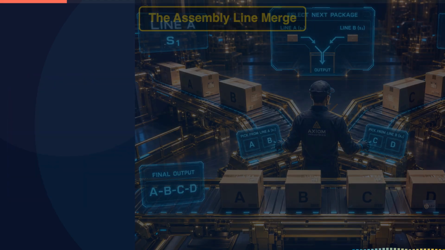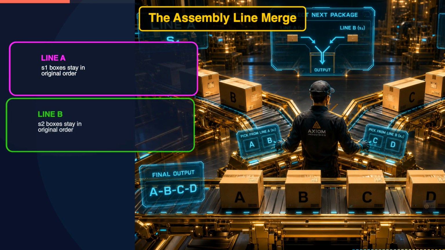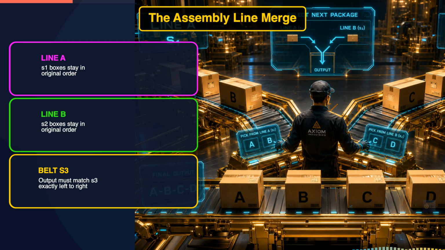Think of it like two assembly lines feeding one packaging belt. Line A holds the S1 boxes in order. Line B holds the S2 boxes in order. The packaging belt must show S3 from left to right. At every station, the operator may take the front box from line A or line B, but never reorder boxes inside a single line. If the final belt matches S3 exactly, the interleaving is valid.